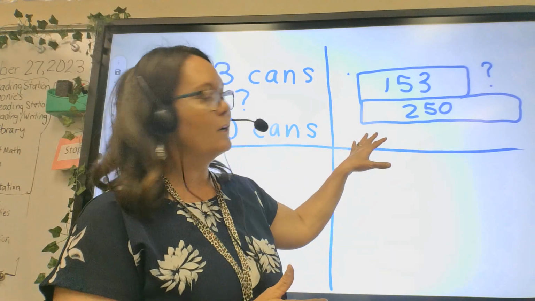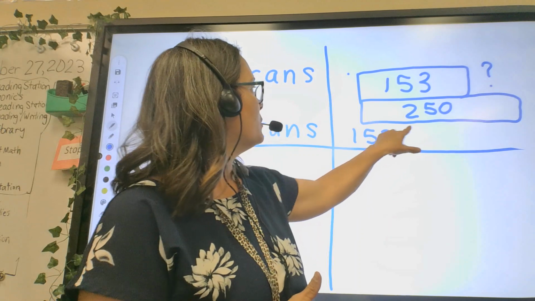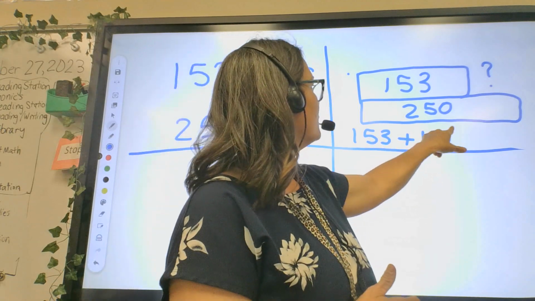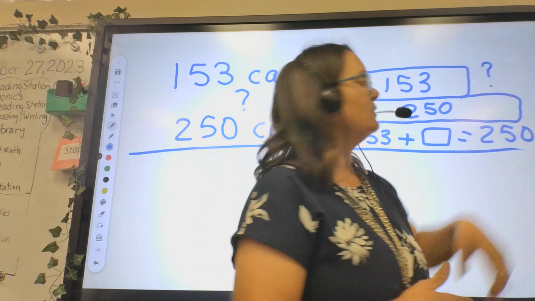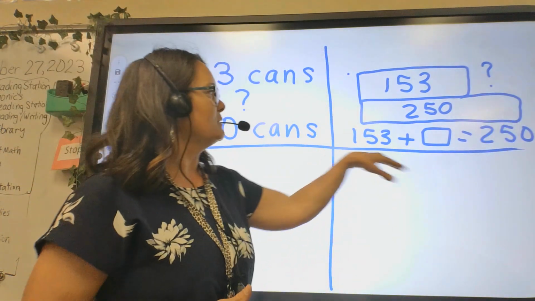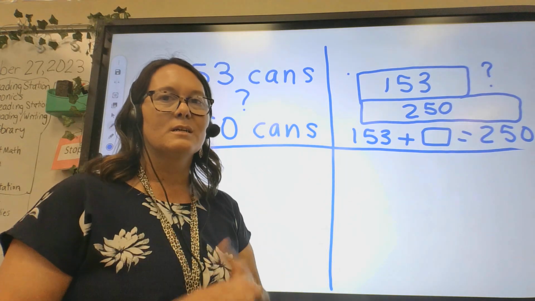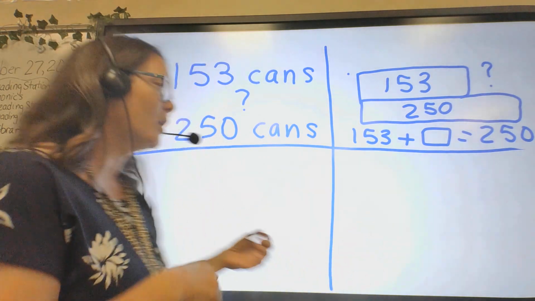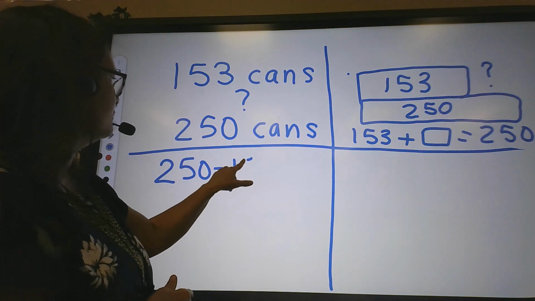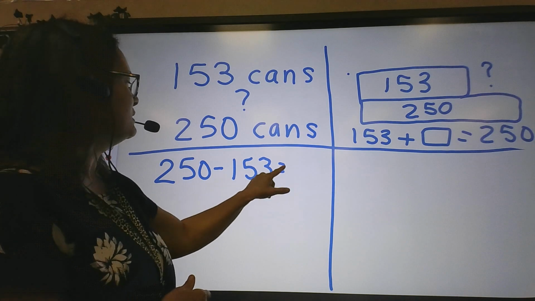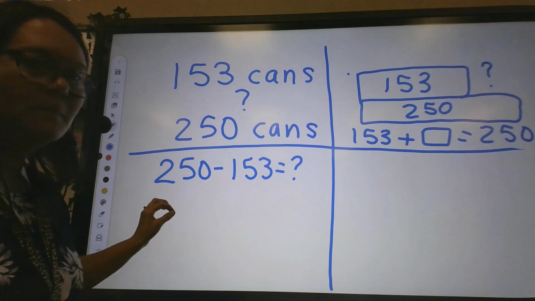So we're going to build our equation. We have 153 plus an unknown number equals 250 total cans. So now we can flip it using our fact family and put the total first and take away a part, and that gives us the other part. So if we put the total first and we subtract 153, that should get us the missing part. So I'm going to use my base 10 blocks here to build it.